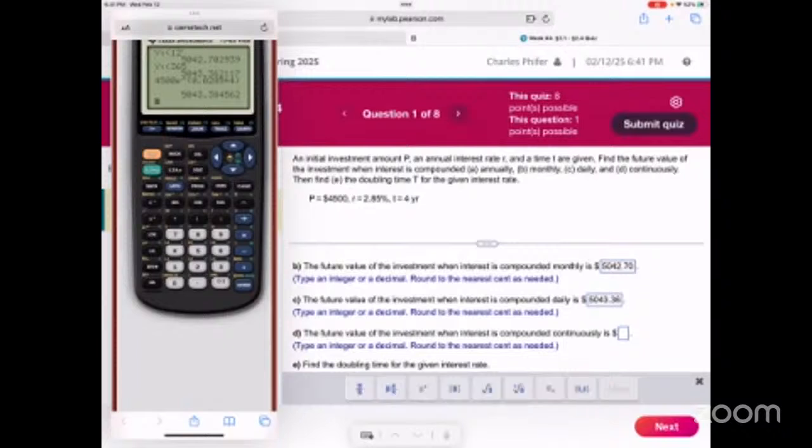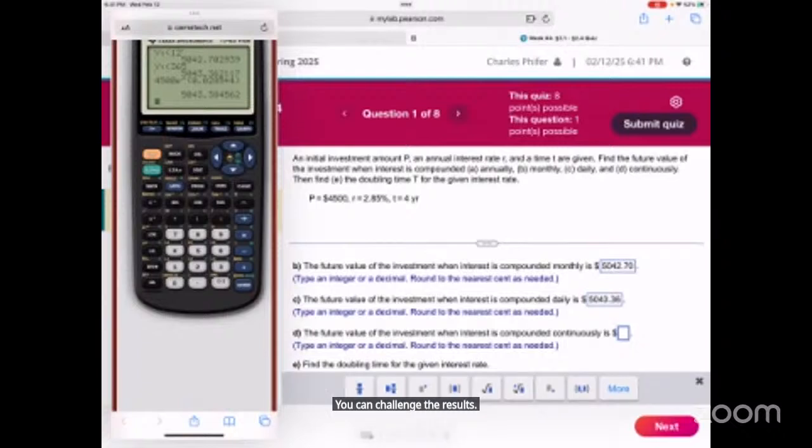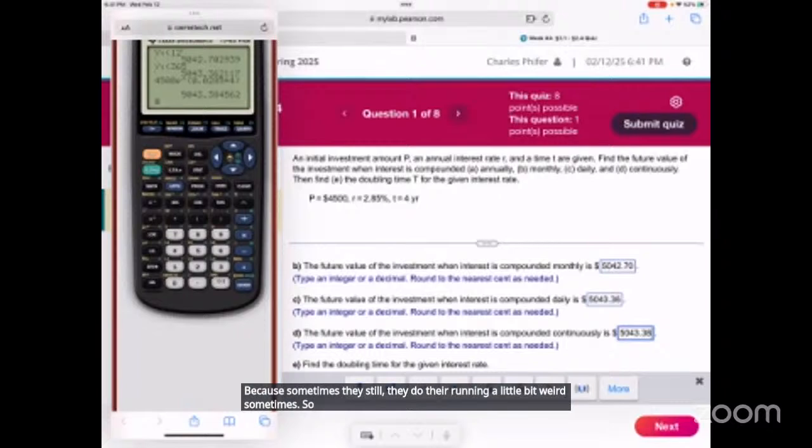Because when they do it, those tend to be a little bit close, but I'm still going to go with what I have. If something like that happens, just bring it to my attention. I'll look at it, and I can give you credit retroactively. You can challenge the results if it's 50.43.38, because sometimes they do their rounding a little bit weird. So that's why I'm saying you can challenge it.